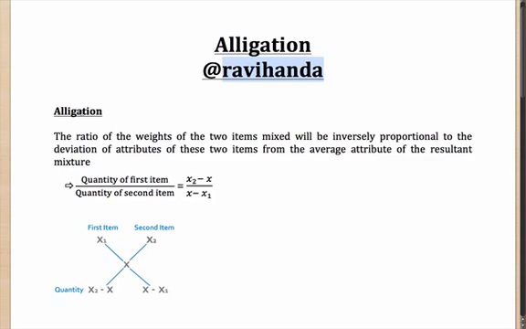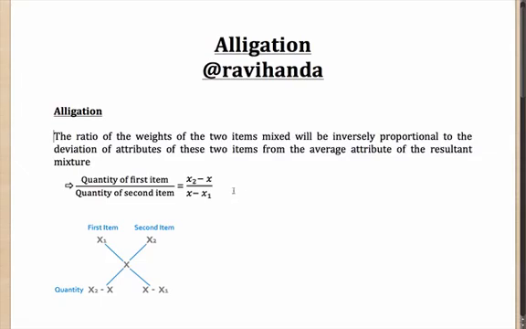In today's session, we'll discuss how to solve mixture problems using the concept of alligation. Well, what is the fundamental idea behind alligation? That is, the ratio of the weights of two items mixed, let's say you are mixing x1 and x2, will be inversely proportional to the deviation of the attributes from these two items from the average attribute of the resultant mixture. A little confused? Well, anyone would be.